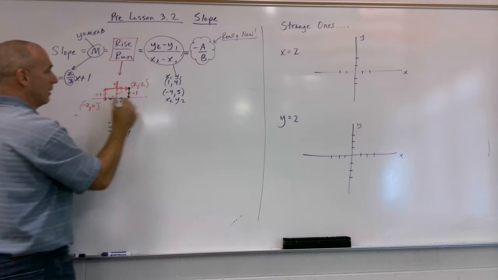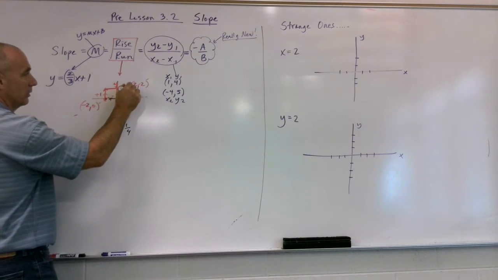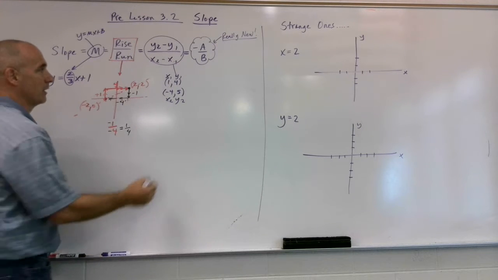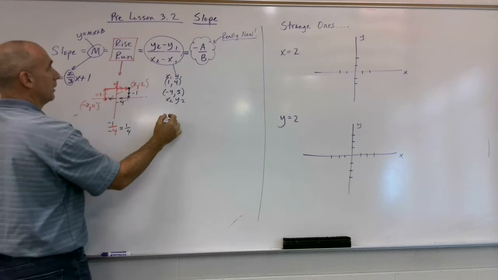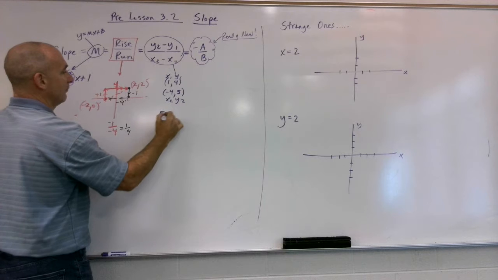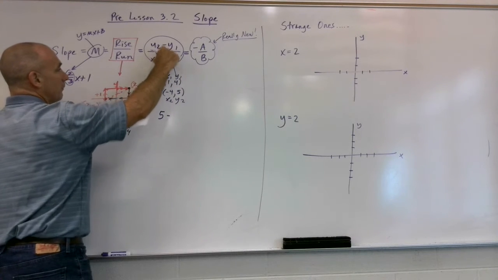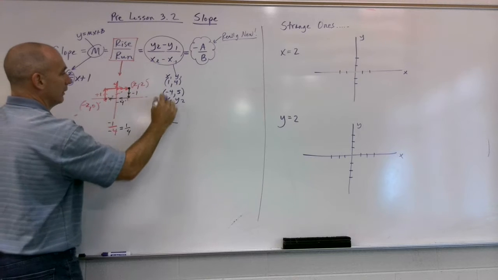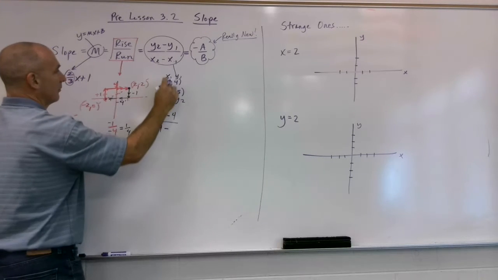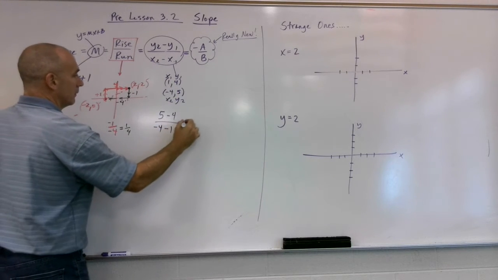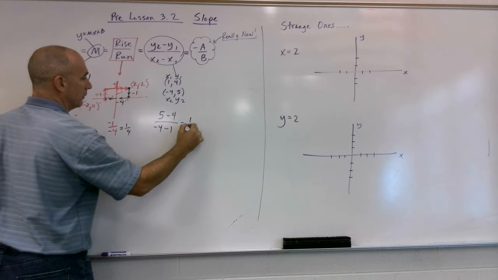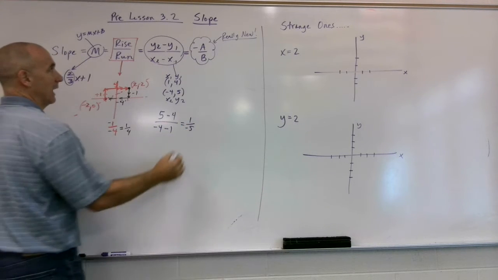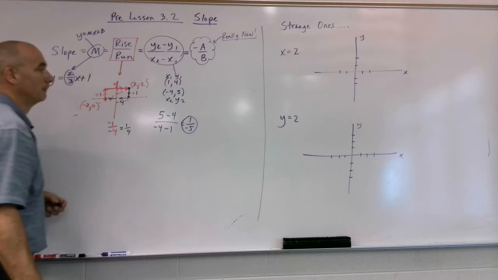It doesn't matter. Remember, from here to here or here back, it doesn't matter. So now we just plug it in the formula. y sub 2 is 5 minus, that's part of my formula, 4. x sub 2 is -4 minus 1, and that'd be 1 over -5. And that would be my slope.